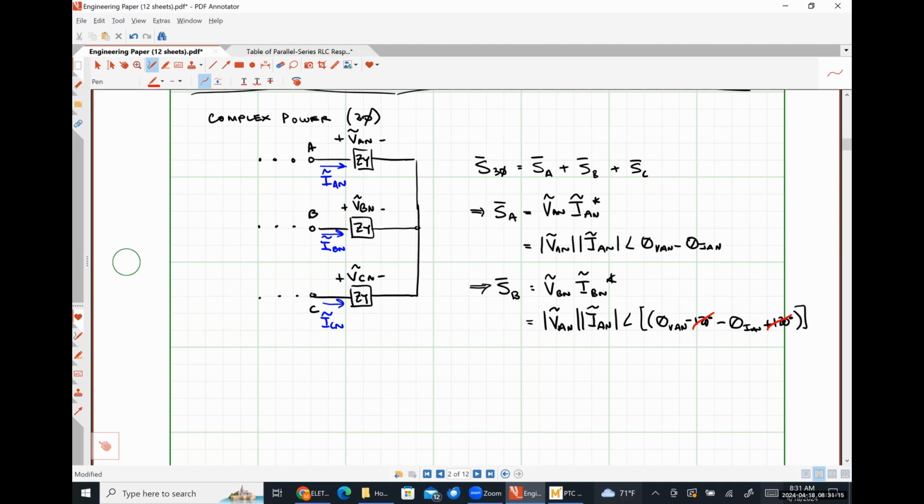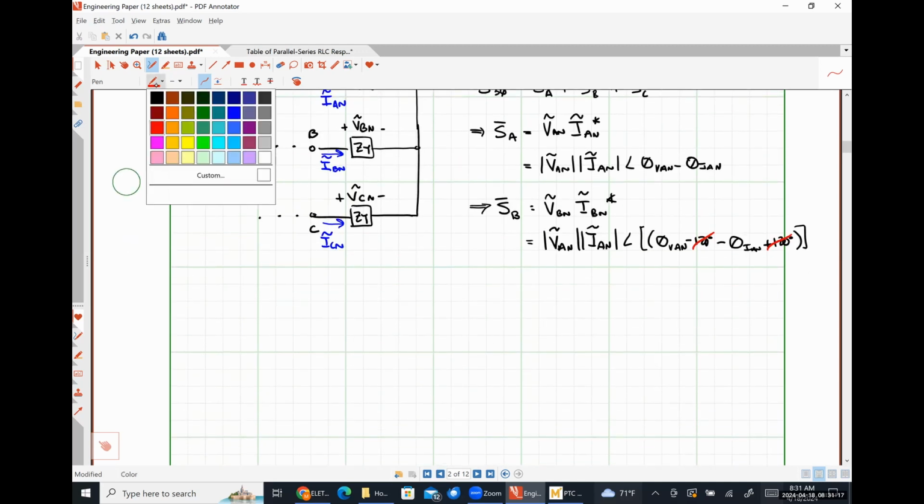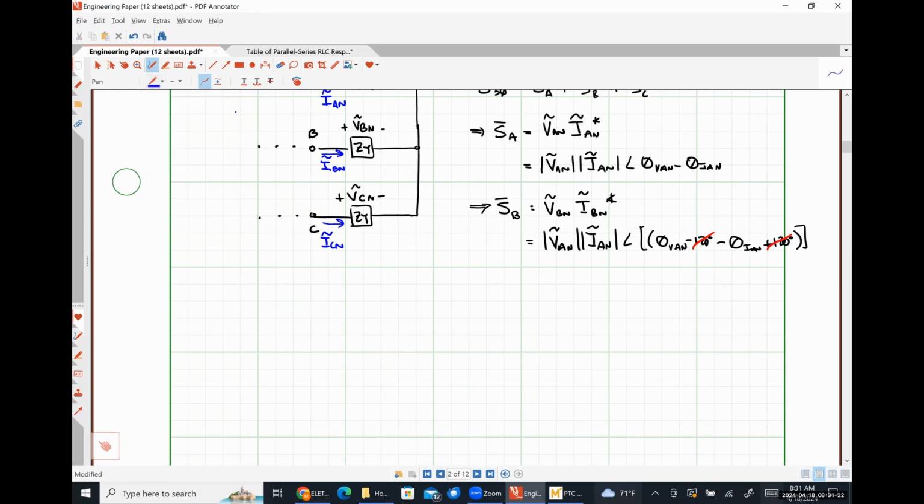I did a little something here. I'm going to write it out for you, and then I'm going to wind up erasing it because it's redundant. So we have theta VAN minus 120 degrees minus theta IAN minus 120 degrees. This minus sign here and this minus sign here cancel each other out to make this guy positive.